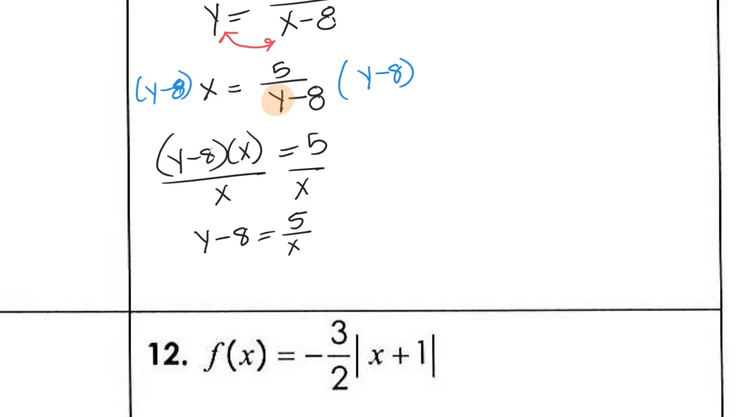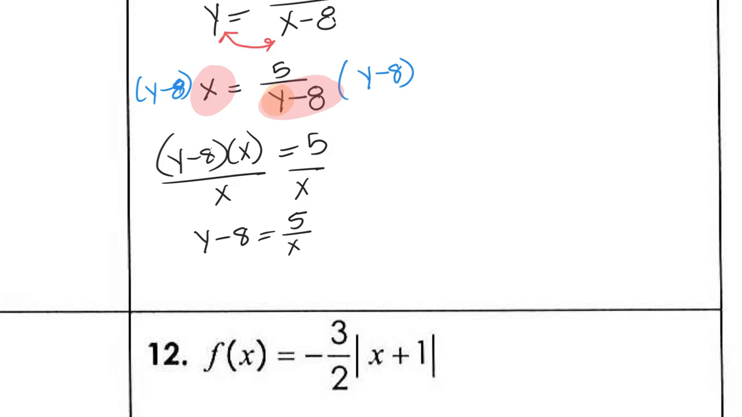Now the shortcut is, if you notice where x originally was and what was originally in the denominator, they've switched places. So a shortcut is to just switch them out. I'm going to do a little switcheroo. That's a shortcut, but the real reason behind it is because you have to multiply by the denominator and then try to get y by itself.